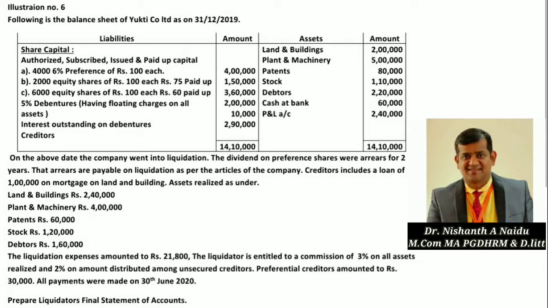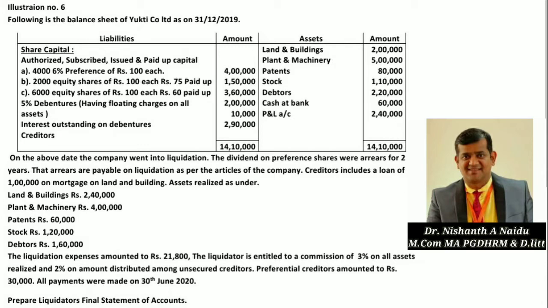The adjustments are: on the above date the company went into liquidation. The dividends on preference shares were in arrears for 2 years. That means for the past 2 years, the dividend on preference shares has not been paid. That is outstanding, and the arrears are payable on liquidation as per the articles of the company. So that 2 years' outstanding dividend, which is profit distributable among preference shareholders, has to be paid on the closure of liquidation. Clear? On liquidation we are supposed to pay that.